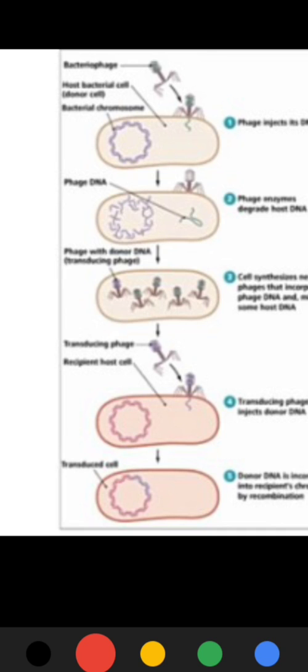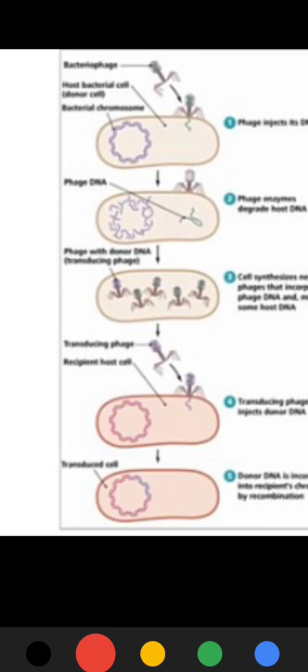As you can see in this picture, this is the host bacterial cell, that is the donor cell, this is the bacterial chromosome, and this is the bacteriophage. The first step is that the bacteriophage attaches to the bacterial cell, and the next step is penetration of the DNA. Then, because of the phage enzymes, the host DNA is degraded into smaller fragments. As you can see, there are smaller fragments of the DNA.